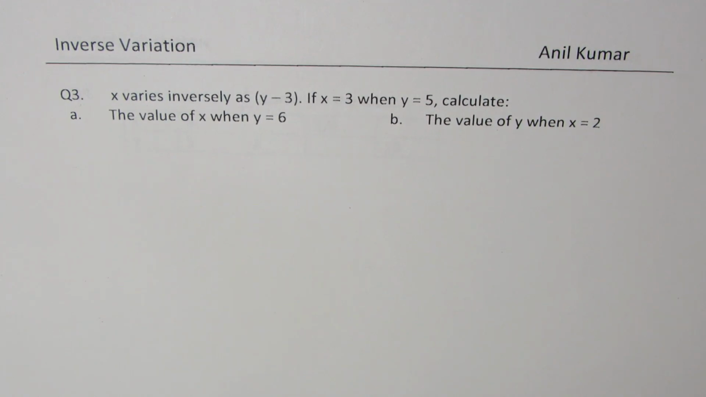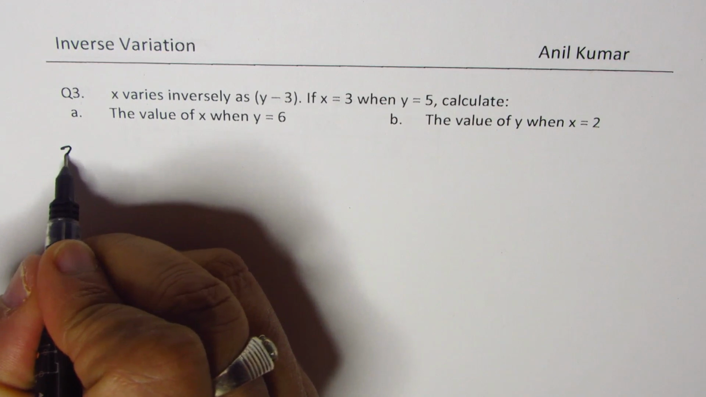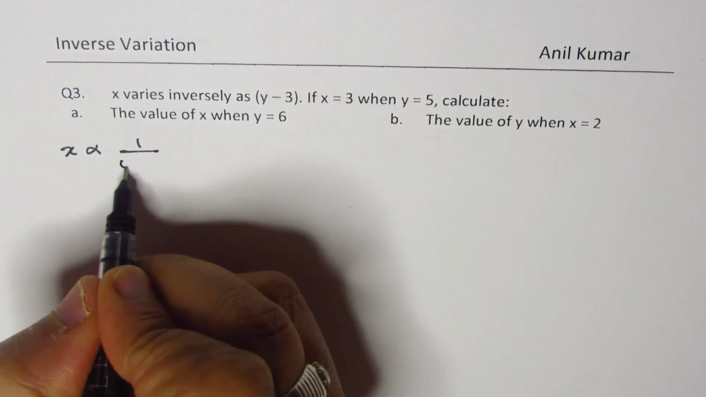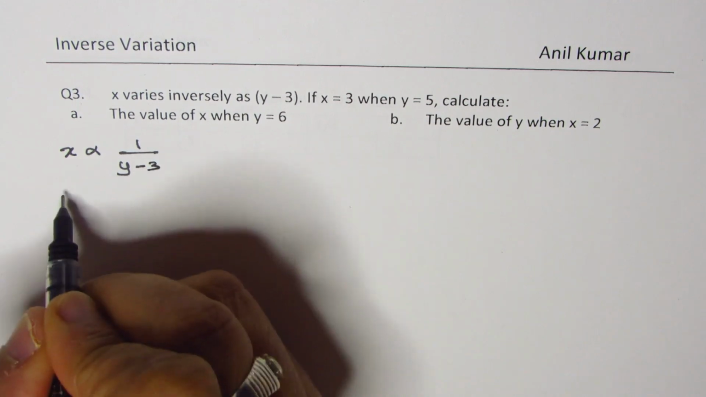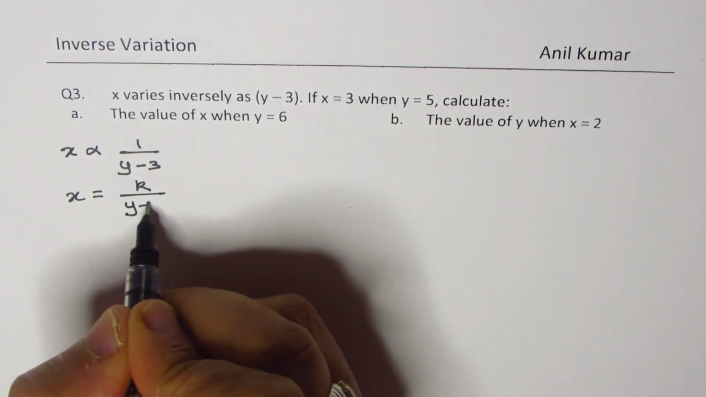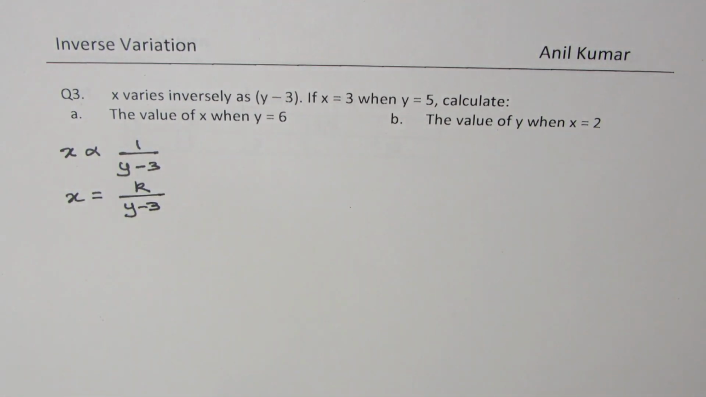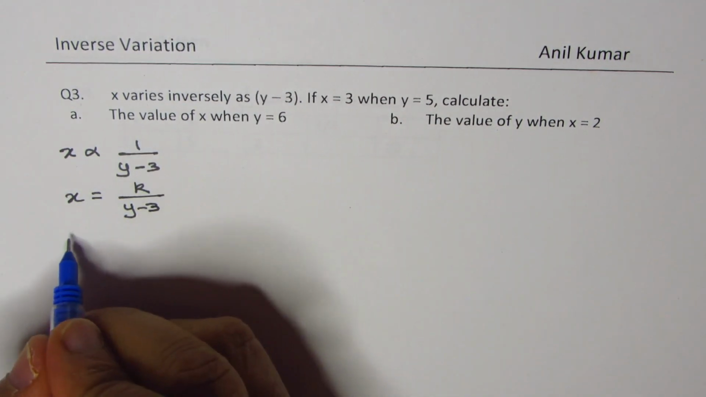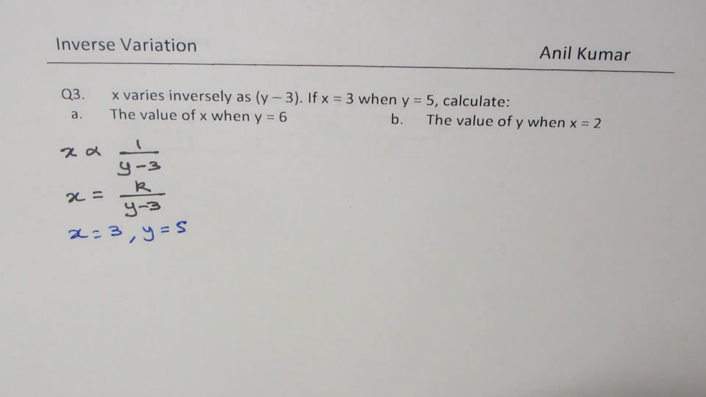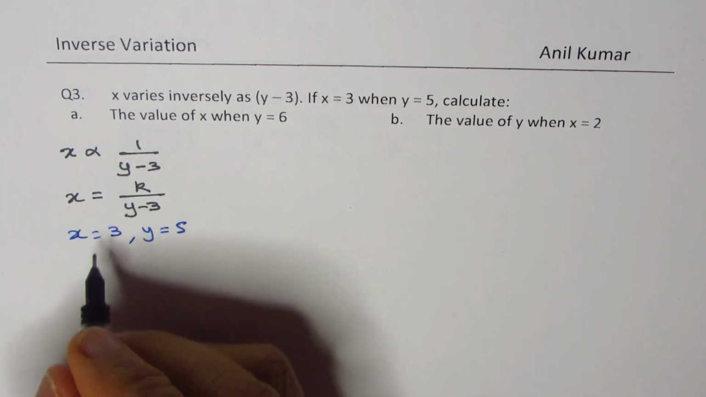x varies inversely as y minus 3. So we'll write down the equation that x varies inversely as y minus 3. That means 1 over y minus 3. So that means x equals k over y minus 3. If x is 3, y is 5. That is given to us. That will help us to find the value of k.